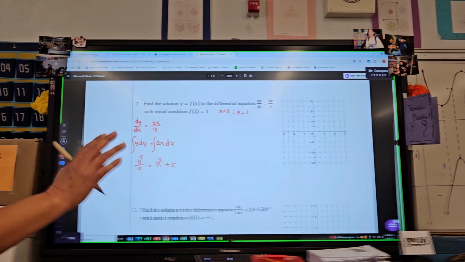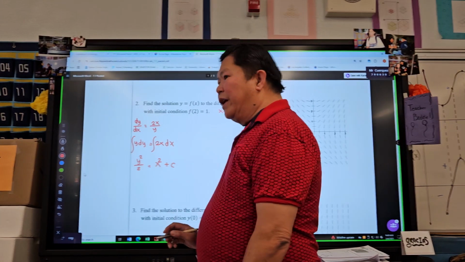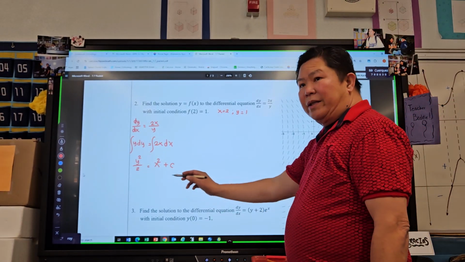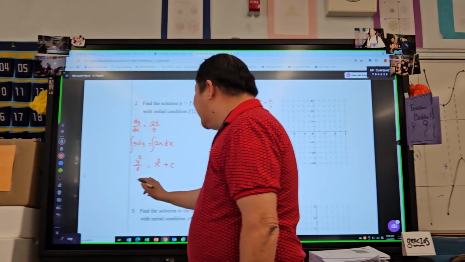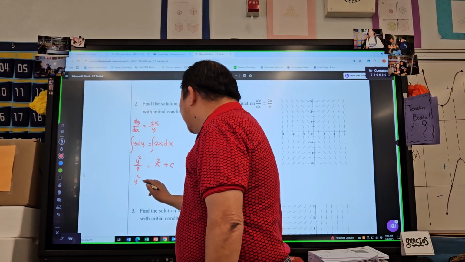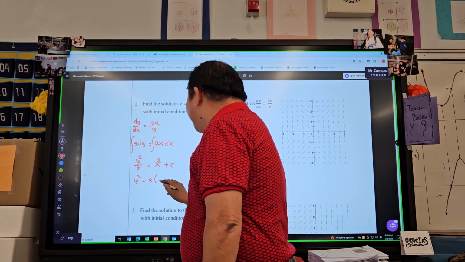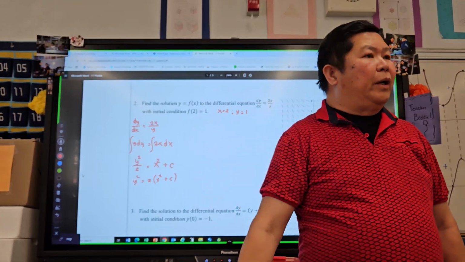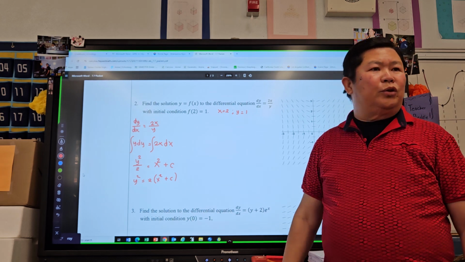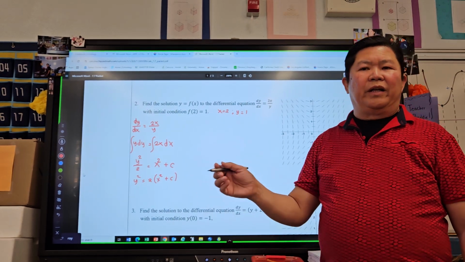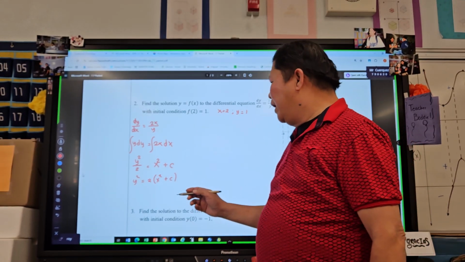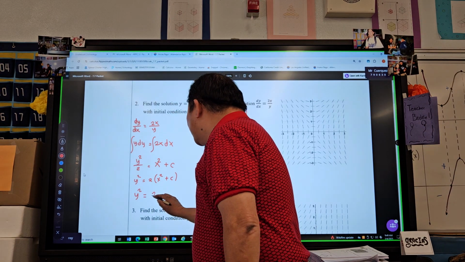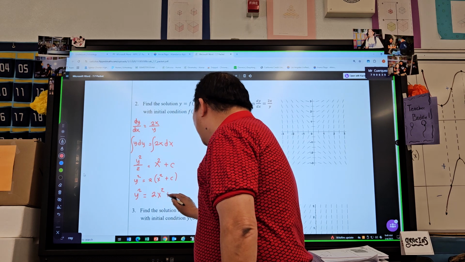Oh shoot, yeah. But before that, if we continue simplifying this one, I'll just simplify first, okay? So this is y squared is equal to 2 times x squared plus c. But when we distribute, do I have to put 2c? No, not necessary. It's just c. Okay? So y squared is equal to 2x squared plus c.